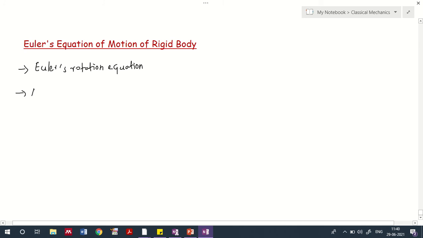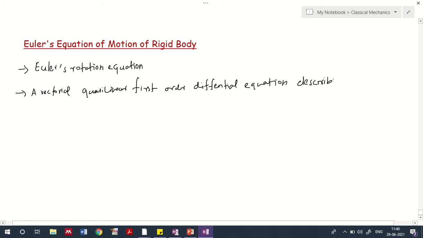Euler's equation is a vectorial quasi-linear first order differential equation, which describes the rotation of a rigid body.